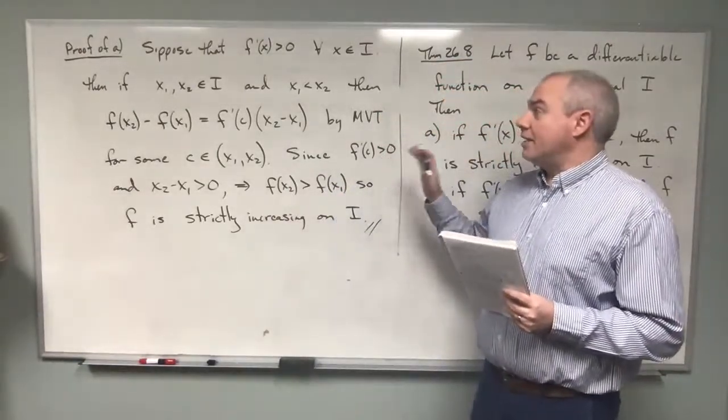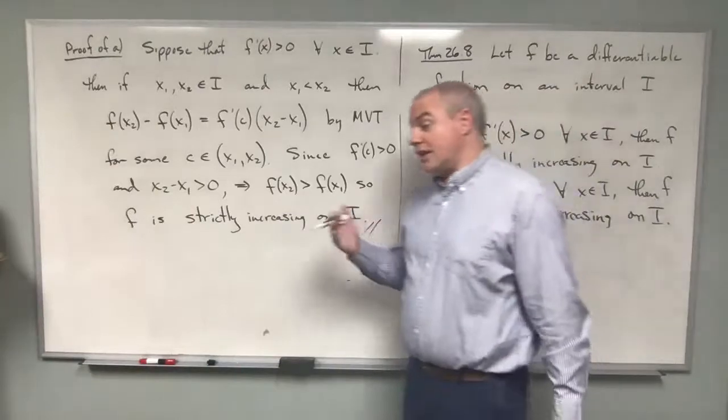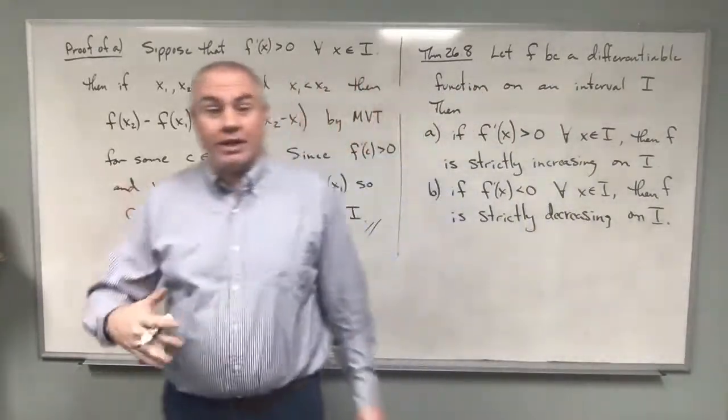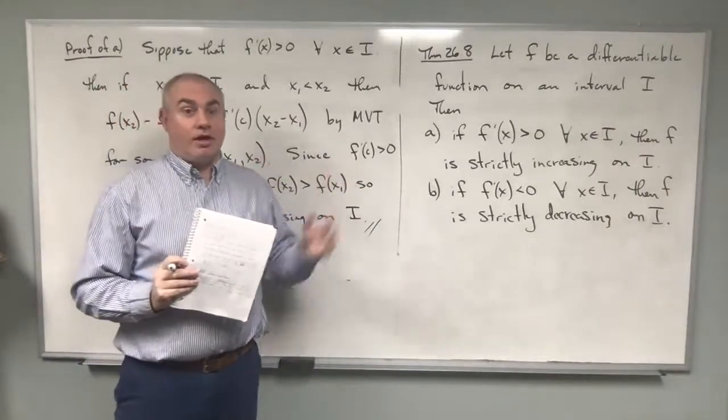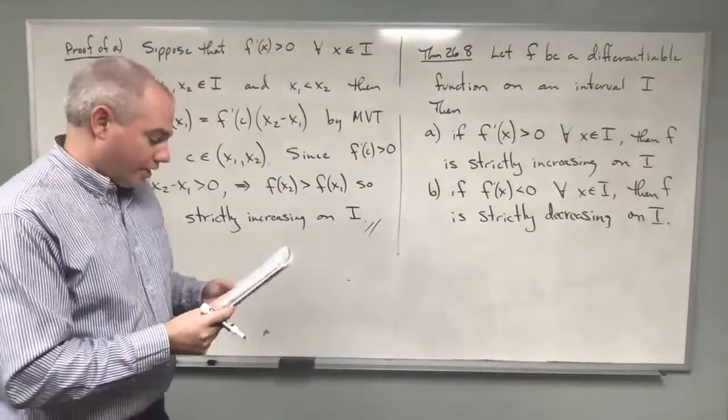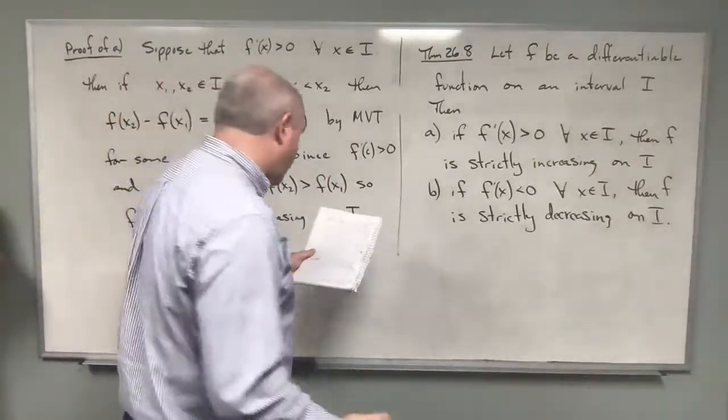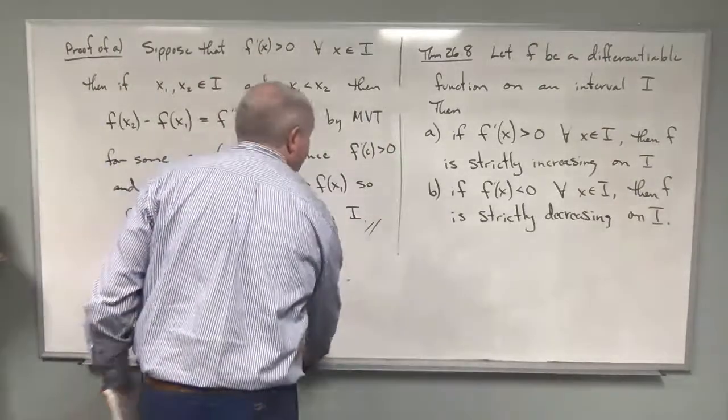But this is our proof that if we have negative derivatives, it's going down. If we have positive derivatives on an interval, it is going up, or it is increasing. Okay, that brings us to another theorem.